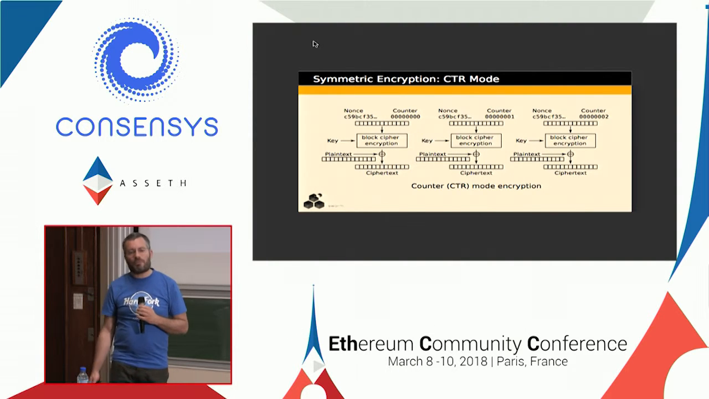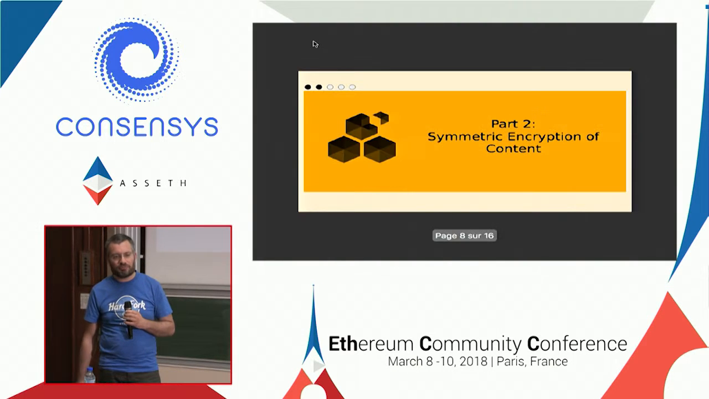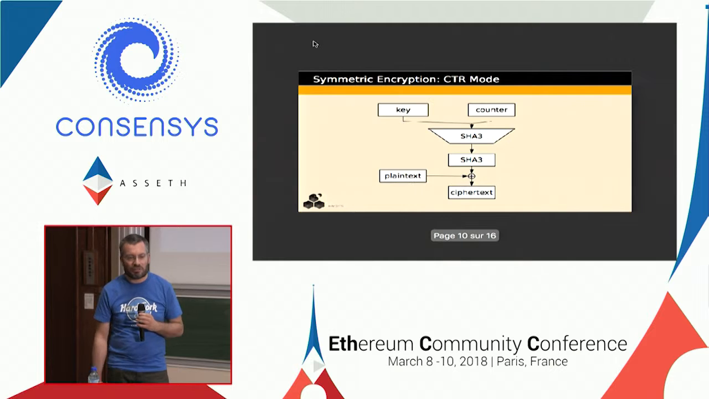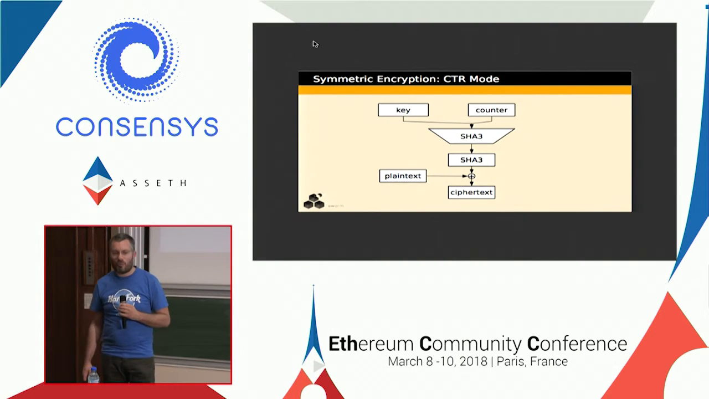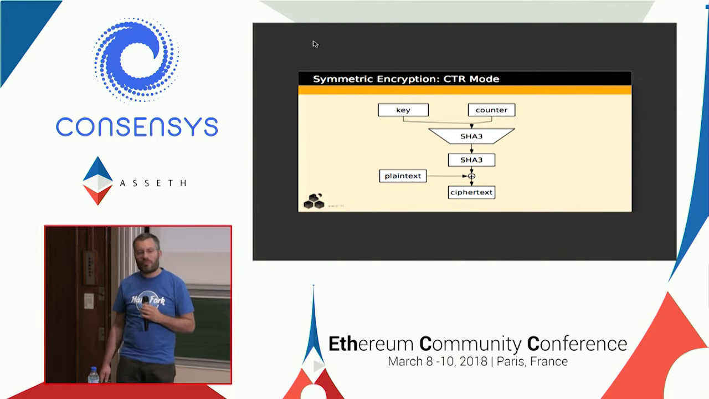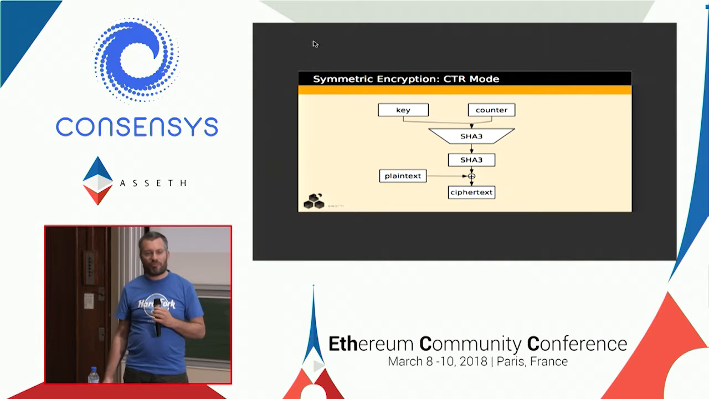So for our purposes, we have created a special case of this structure. Instead of the block cipher, we use the SHA-3 hash function, and we use it twice. So what's the justification for this?